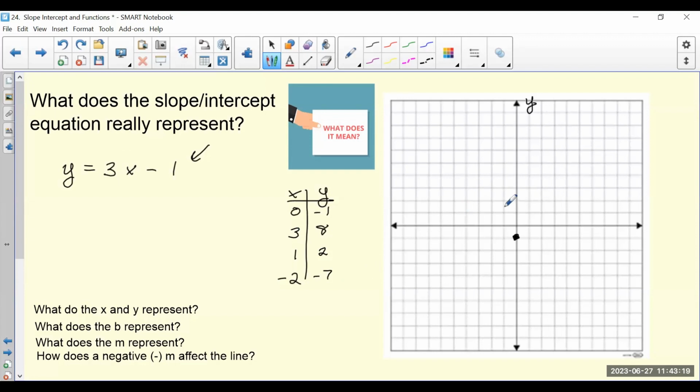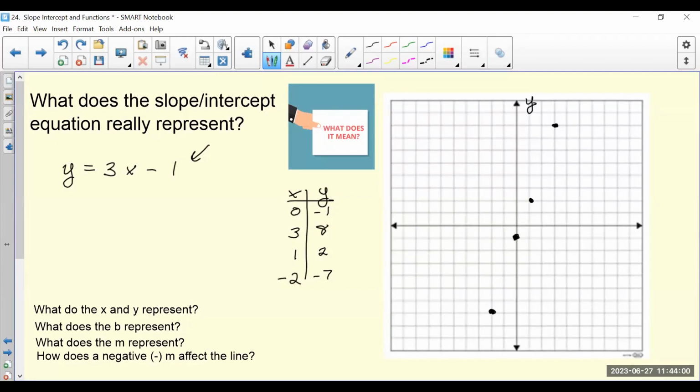So let's plot these 4 points. We already have this one. Let's plot 3, 8: over 3, 1, 2, 3, up 1, 2, 3, 4, 5, 6, 7, 8. Right there. That's 3, 8. 1, 2: over 1, up to 2. -2, -7: 3 times -2 is -6, minus 1 is -7. So -1, 2, -1, 2, 3, 4, 5, 6, 7.